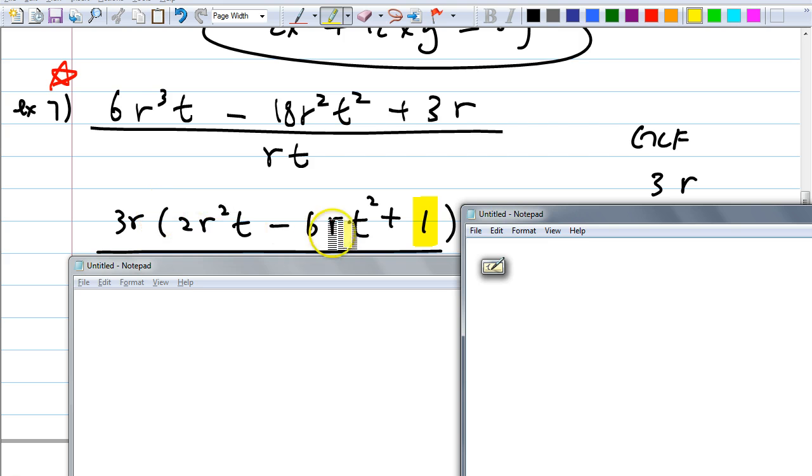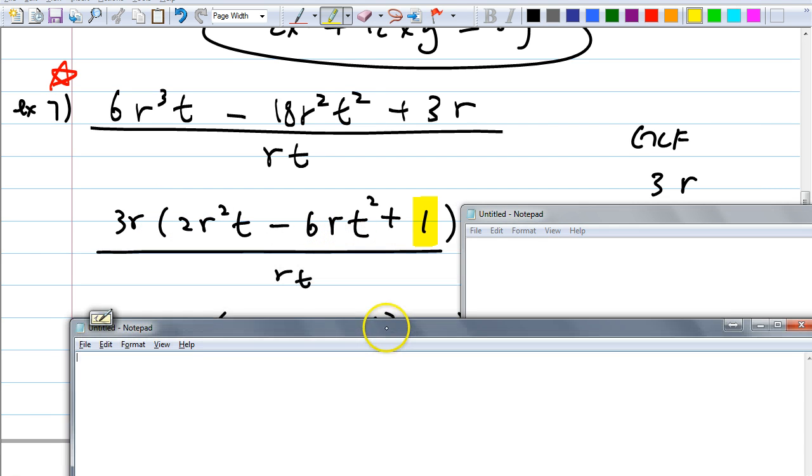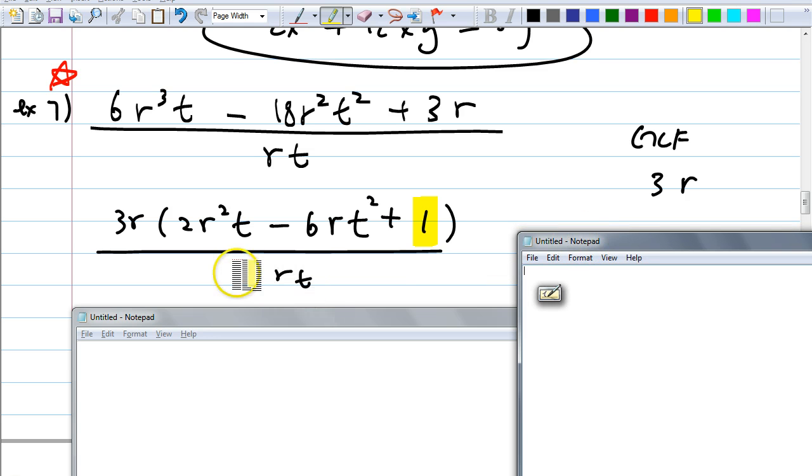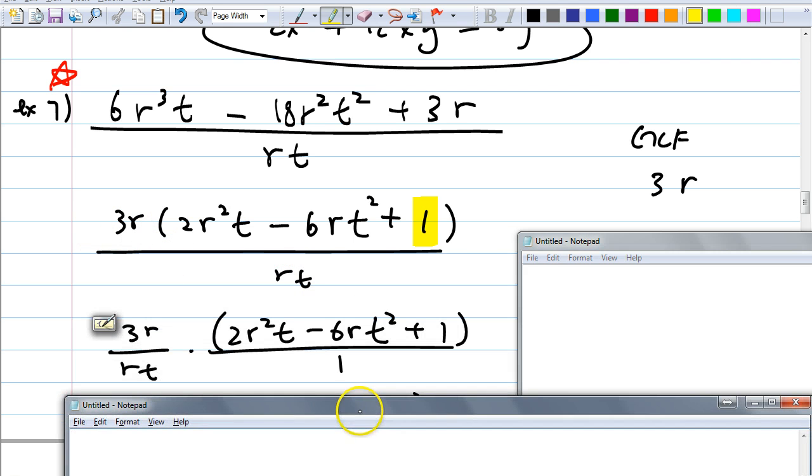Do you think it's a good idea to always check? Okay, on the bottom I got RT, right? So this one's kind of interesting. Does 3R go into RT? I mean, does RT go into 3R? Not really. So I could still write it this way: 3R over RT times 2R squared T minus, the whole trinomial over 1. What's 3R over RT? 3 over T.